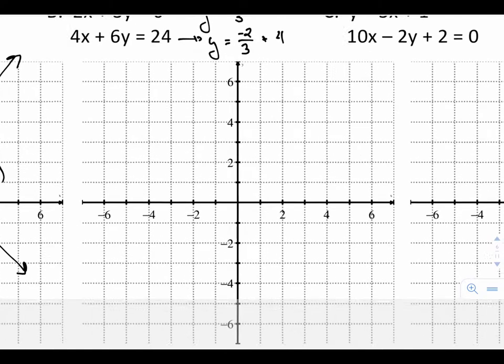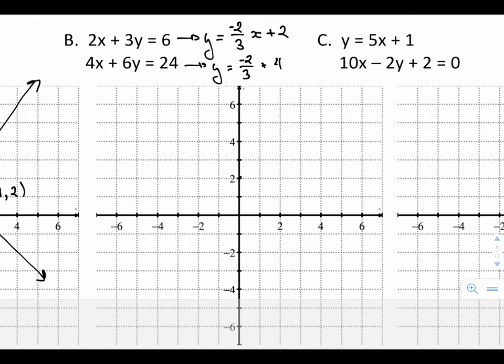So my first equation has a y-intercept of 2. And the slope is down 2 across 3, so here's my second point. And if I connect them with a straight line, it looks something like this. My second line has a y-intercept of 4, so it's going to be up here. Down 2 across 3 over here. If I connect them with a straight line, it looks something like this.